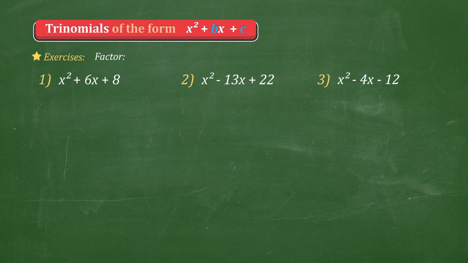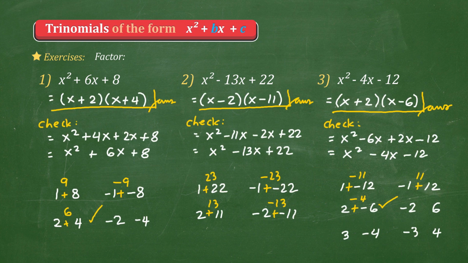Here are the answers. Notice in our solution that once we got the factors that add up to the constant c, we didn't continue checking the remaining pairs anymore. It's also a good habit to always check your answer by multiplying. Do you have the same list of factor pairs? Did you get the same answers?